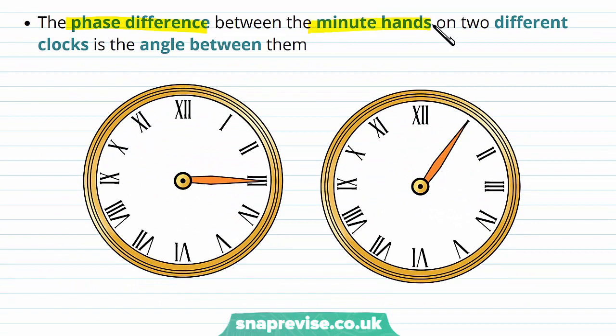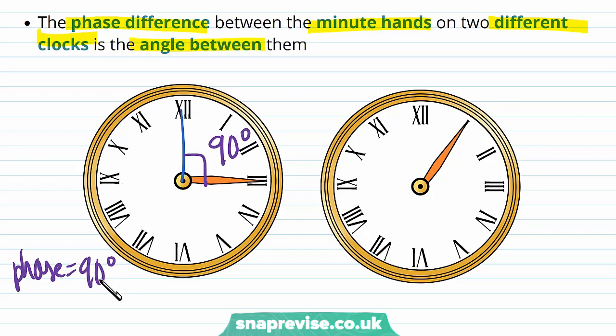The phase difference between the minute hands on two different clocks is the angle between them. So for example, let's consider this first minute hand, which is pointing at 3, and we can see that its angle, and therefore its phase, is 90 degrees. So the angle here is 90 degrees, so we say that its phase is equal to 90 degrees. But now let's consider this other minute hand on another clock, and let's see the angle that it makes with 12 o'clock. So we can see that this angle is 30 degrees because it's a third of 90. So in this case, the phase is 30 degrees.